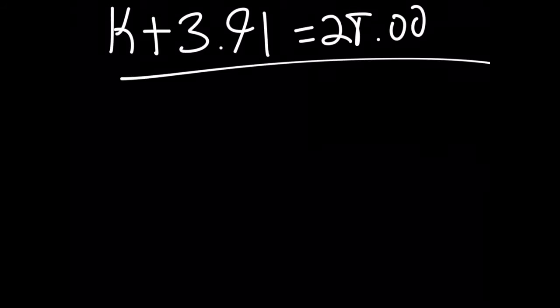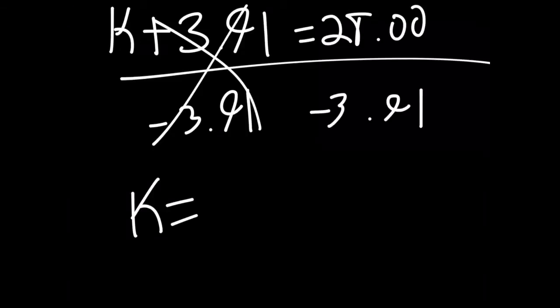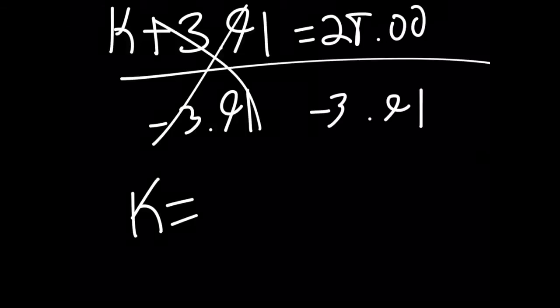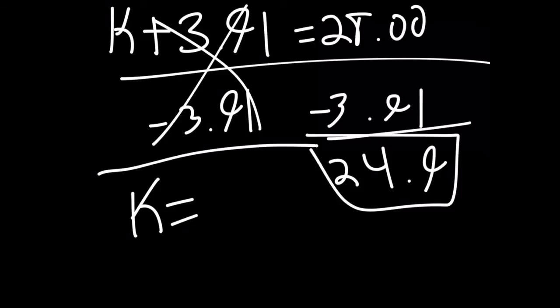You have to write minus 3.91 on both sides of the problem, and this cancels out, and so you have to just subtract pretty much. So that's 24, stop. That's 24.9. Oops.